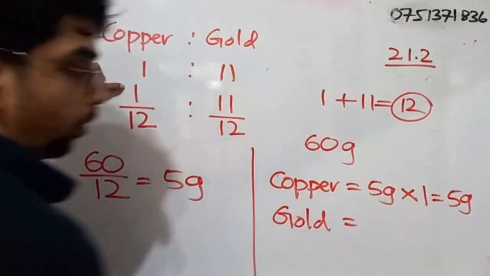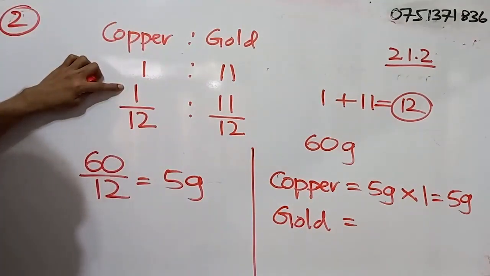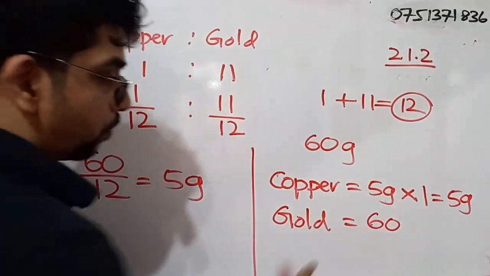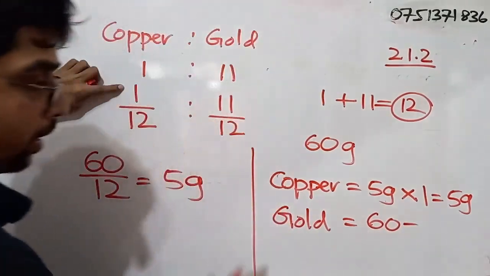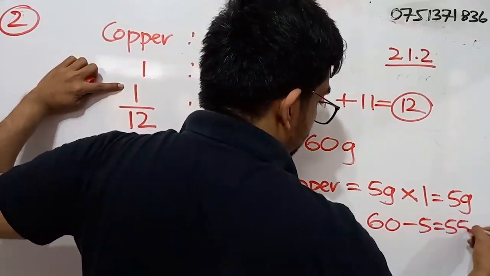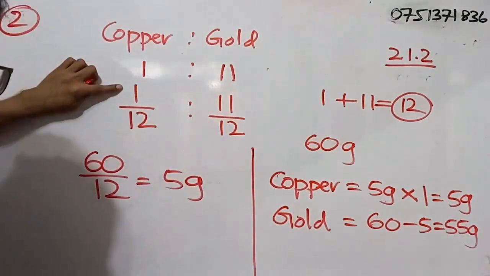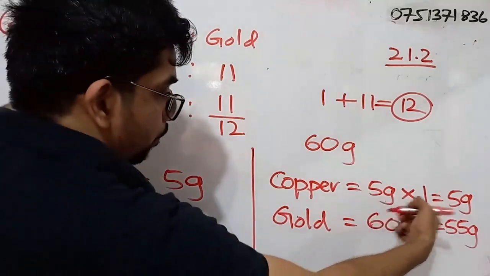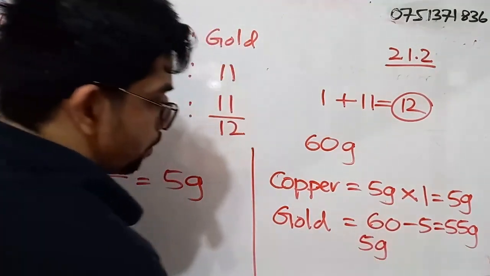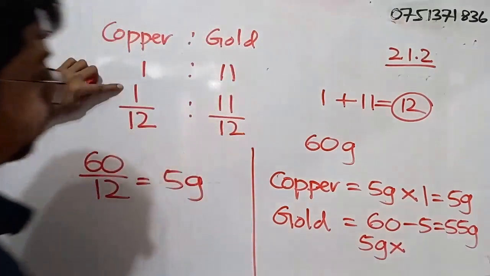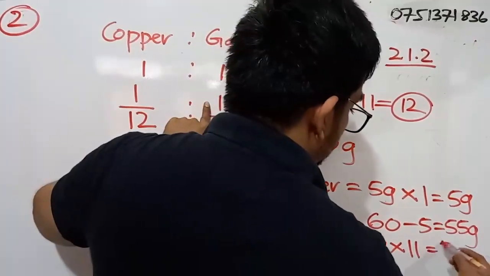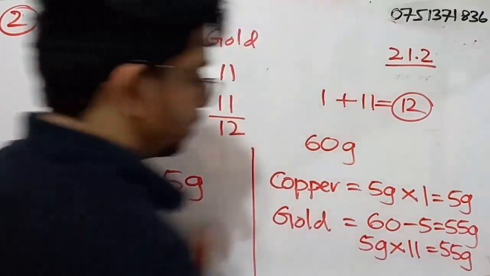So what is the amount of gold? We can do this calculation, or what else can we do? The total amount is what? 60, no? 60 grams. From that, we can subtract the amount of copper, right? So it will be 55 grams. Or simply if we follow the first method, what is the value of one part? 5 grams. We need to multiply that by the number of parts, which is 11. So we get what? 55 grams.